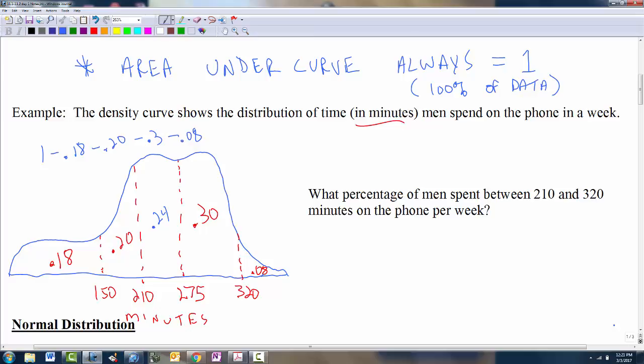Okay? All right. And then what percentage of men spent between 210 and 320? Well, that's what we're looking at right there. What's the answer? We can all do that one, right, without the calculator? 0.54 or 54% of the people.